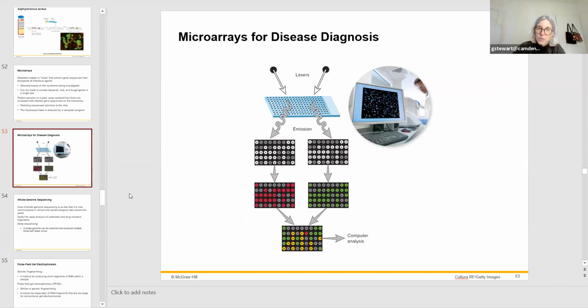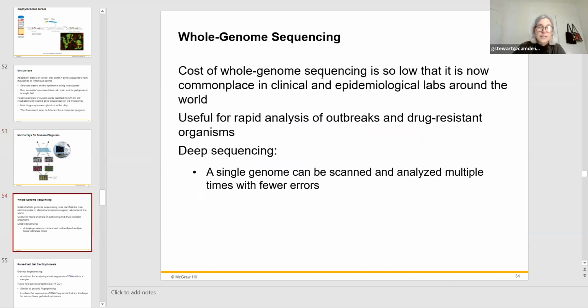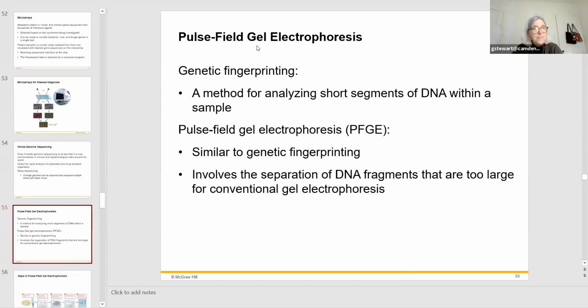Super expensive at this point, which is why they're not done for every little piece of disease. The cost of the whole genome is low enough now that people can start to use it. And it is used for rapid analysis of outbreaks and drug-resistant organisms, right? This is becoming more common, but you do have to have the capability for genome sequencing, which is still a little bit expensive. So you would have to send this out to a laboratory that had that. And pulsed-field gel electrophoresis is a sort of specialized DNA fingerprinting. It's very similar. There's a picture of that.